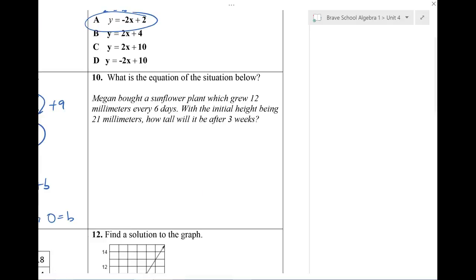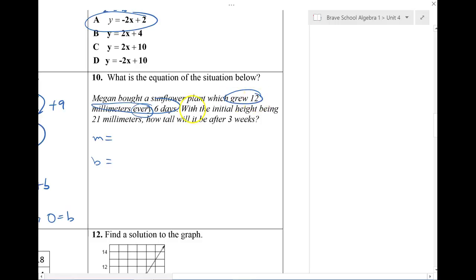Okay, what is the equation in the situation below? First, we've got to find the slope and the b. Okay, so let's read it. Megan bought a sunflower plant which grew 12 millimeters every 6 days. The giveaway here is every. If it's millimeters every 6 days, we know that's going to be the slope.